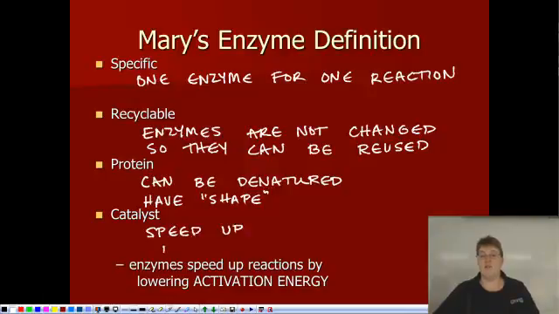Lastly, they're catalysts, which means they speed things up. Now, there are other things that can speed up chemical reactions. In general, if you heat a chemical reaction, that will speed it up because the molecules involved in the chemical reactions run into each other much more frequently, and so there's more reaction. Concentration can increase chemical reaction speed because the more molecules there are, the more likely they are to run into each other, and so the more likely you are to have a reaction.